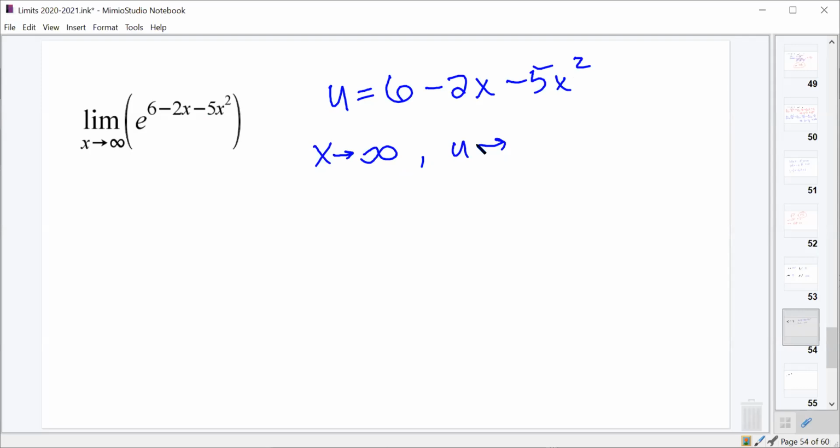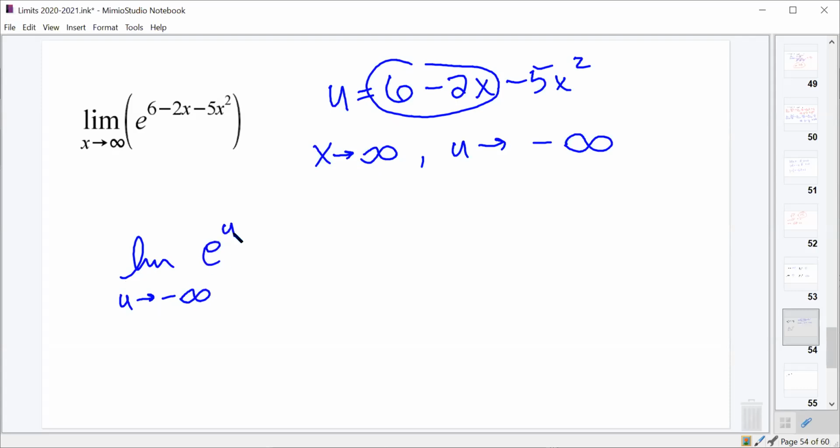Positive. Negative infinity, right? Because you're subtracting. Yeah, it should be negative infinity because we're taking the infinity and squaring it with the x squared, and that x squared dominates the 6 and it dominates the minus 2x. This part becomes insignificant because the x squared is more powerful, but it's a negative 5x squared, which means u is approaching negative infinity as x approaches positive infinity. So we can completely rewrite this limit as the limit as u approaches negative infinity of e to the u.